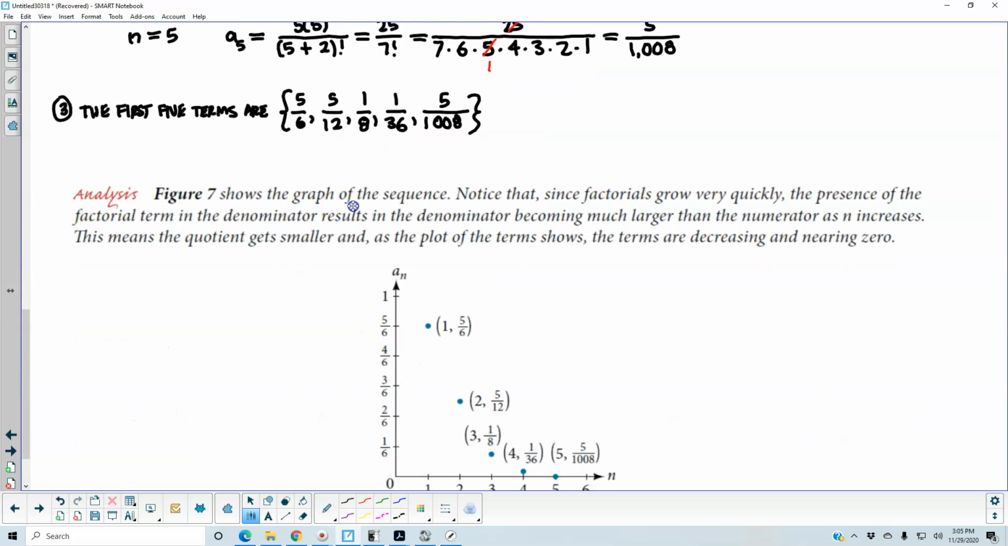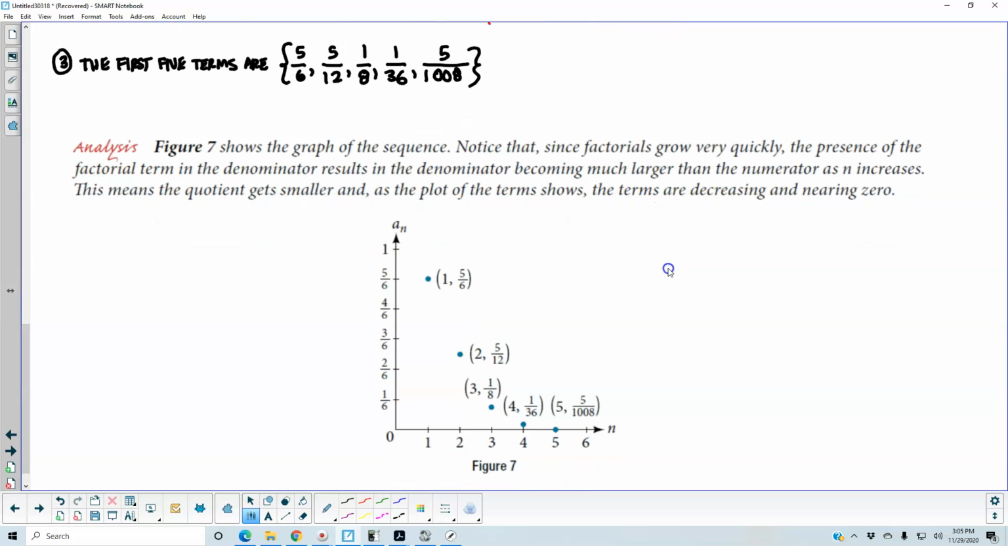Now figure 7 shows the graph of the sequence. Notice that since factorials grow very quickly, the presence of the factorial term in the denominator results in the denominator becoming much larger than the numerator as n increases. So this means the quotient gets smaller, and as the plot of the terms shows, the terms are decreasing and nearing 0. So if we go down here, it's getting closer to 0.